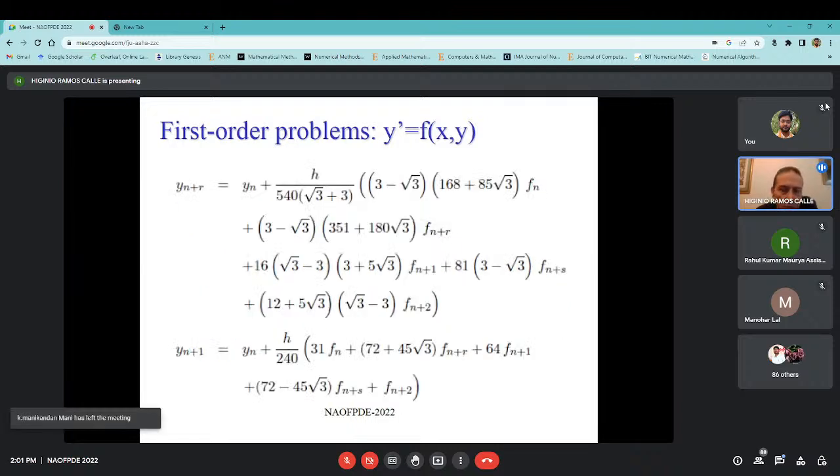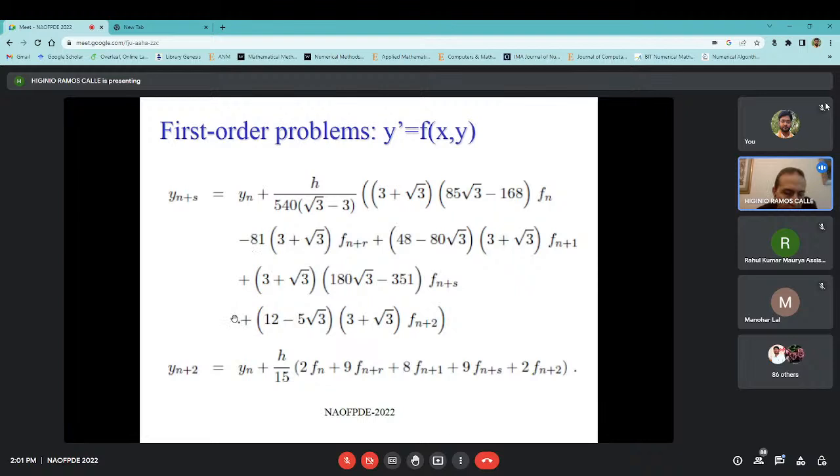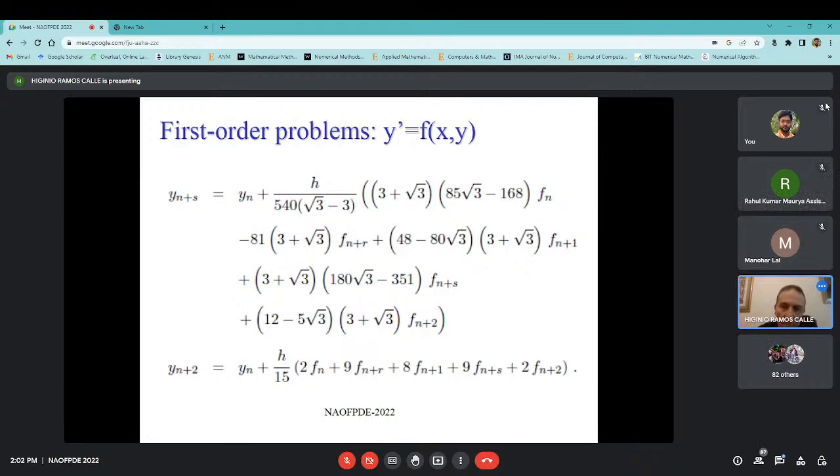So taking those values we have obtained, we can formulate the 4 formulas of the hybrid block method. This is one of them, this is the other one, and the last two are this and this. So we have 4 formulas, we have 4 unknowns. Solving this system, we obtain the 4 unknowns we want: the 4 approximations at the 2 grid points, but also at the intermediate points.